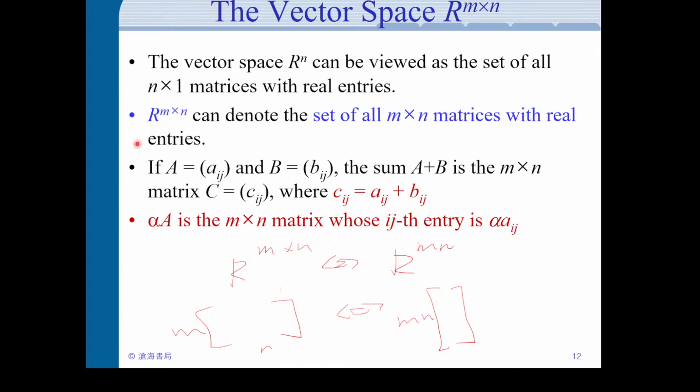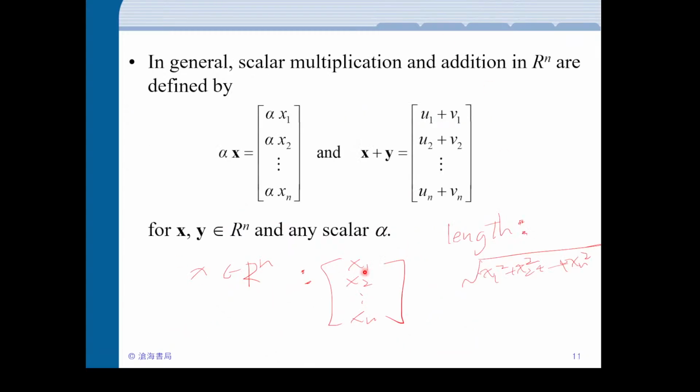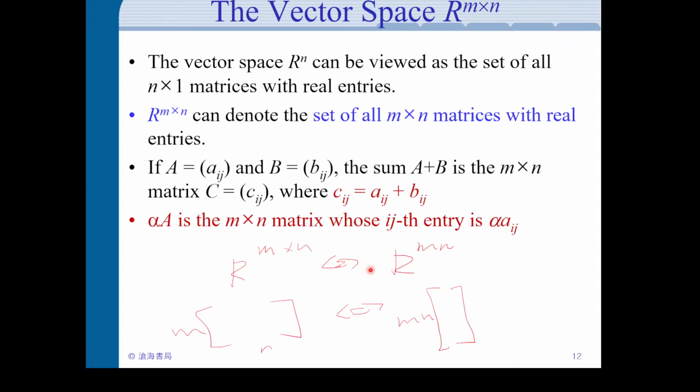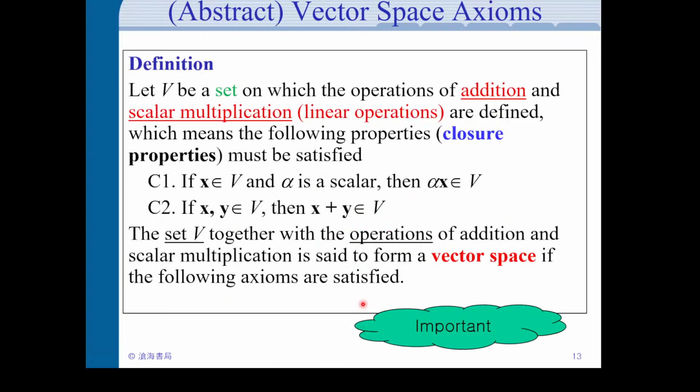Okay, so that's a very quick review about Euclidean space. And any question? If no question, then let's totally switch the tone and do the ultimate generalization, and go to abstract vector space. Okay.